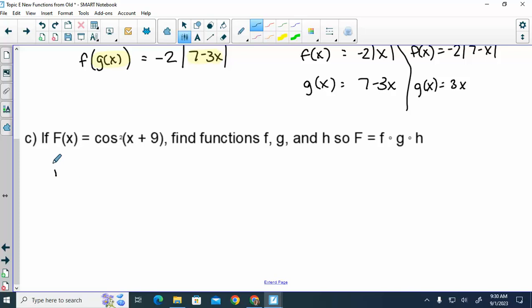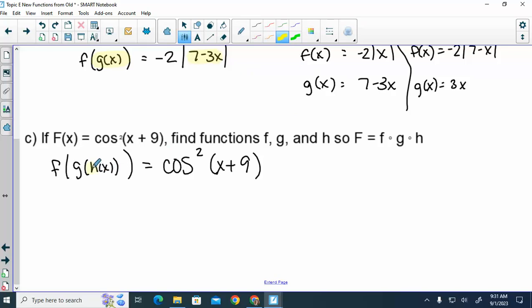Final one, 3 functions. This is cosine squared. Sorry, I don't know why the square printed so weird. Okay. Inside is h of x. What would be the inside function here? X plus 9. So h is x plus 9.